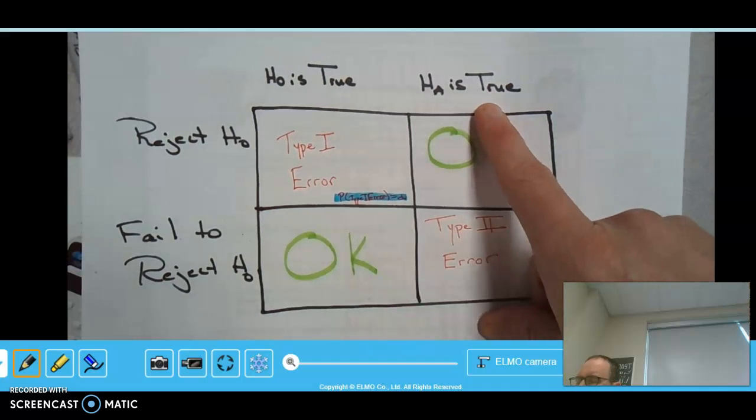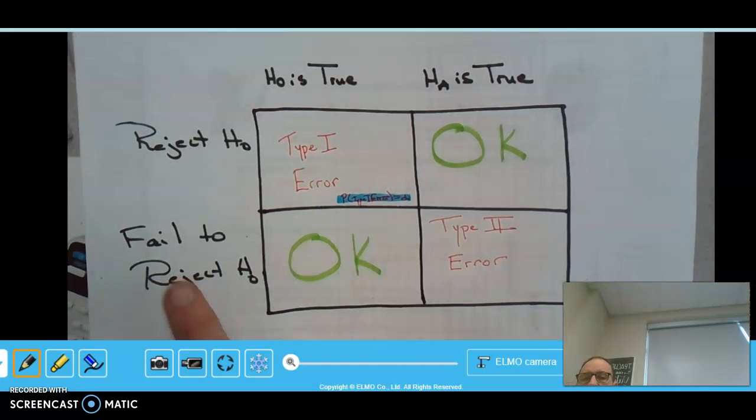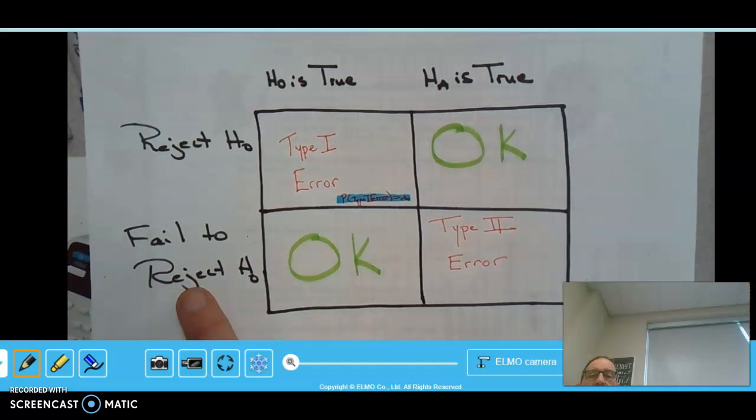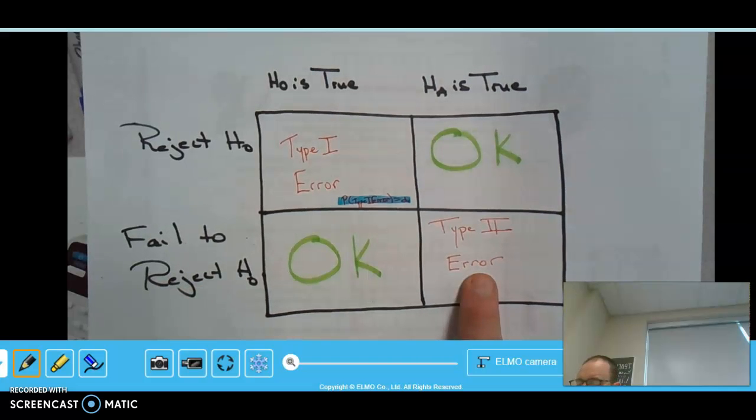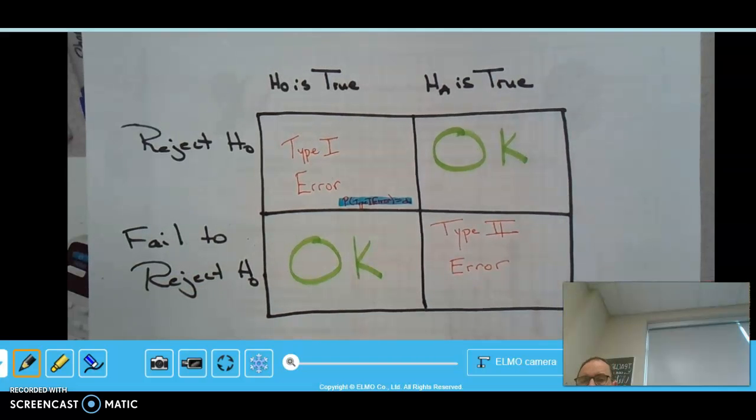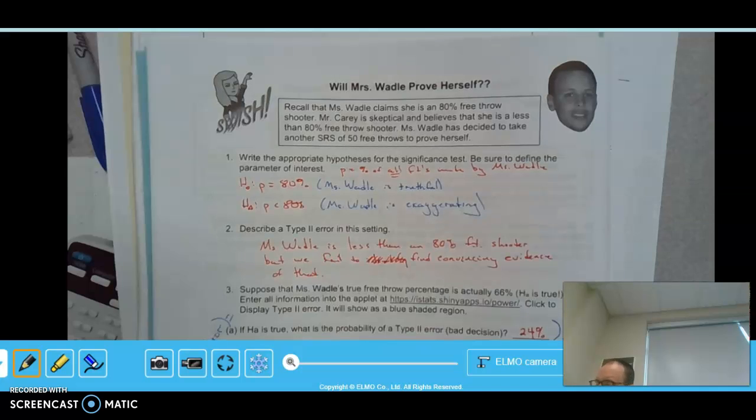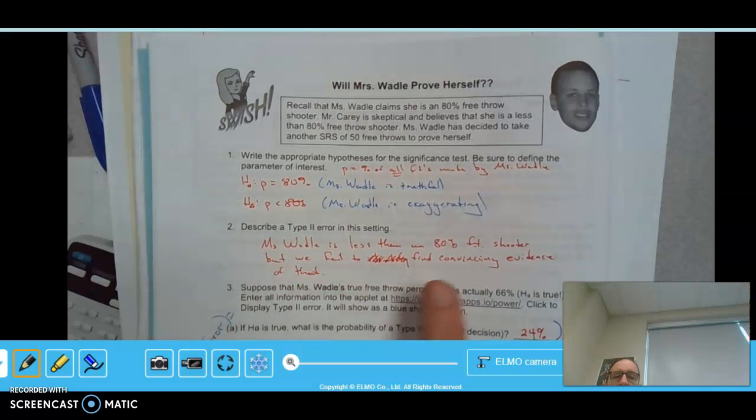So in the context of this problem, a type 2 error would be that the alternative is true. To put that in context, Ms. Wadley is exaggerating, but we fail to find convincing evidence of that. So that would be the type 2 error described in the context of this problem. Ms. Wadley is less than 80%, but we don't find the evidence of that.